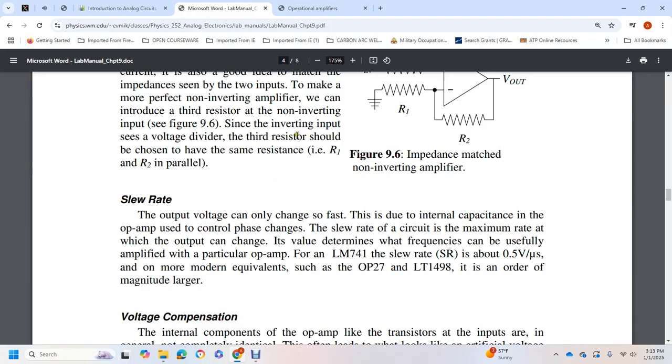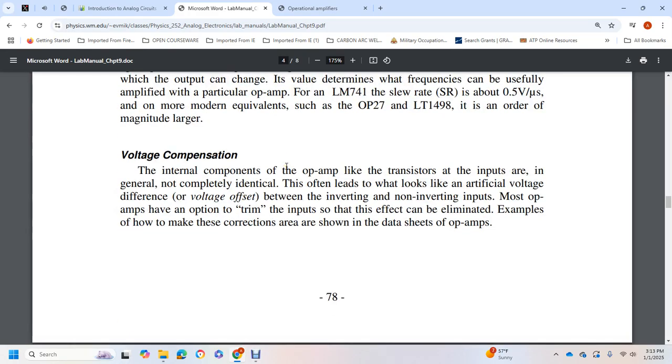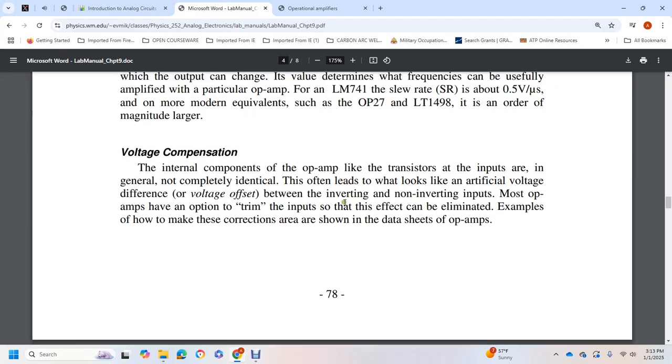Voltage offset. Internal components of the op amplifier, like the input transistors, are in general not identical, which often leaves what looks like an artificial voltage, a difference of voltage offset between the inverting and non-inverting inputs. But most op amps have the option to trim the input so that the effect can be eliminated. Examples of how to make the corrections are shown in the data sheets on op amps.